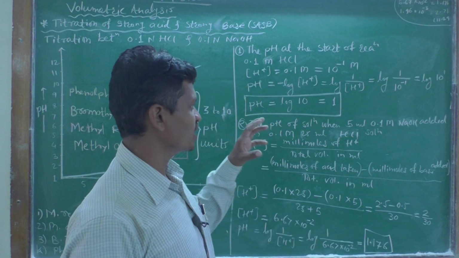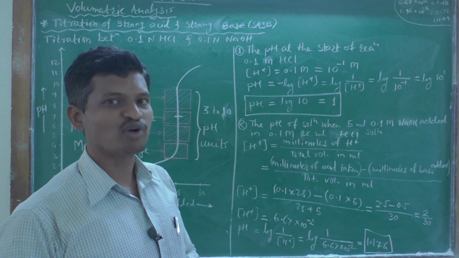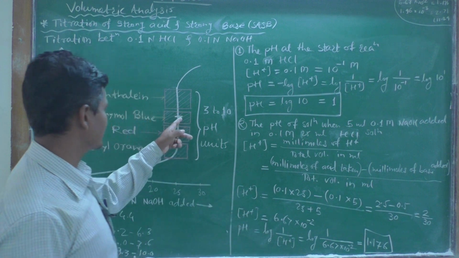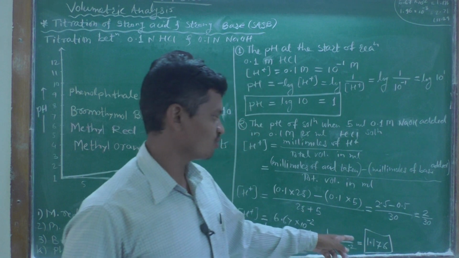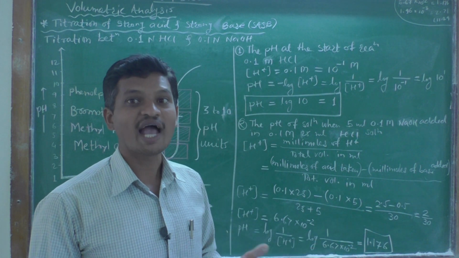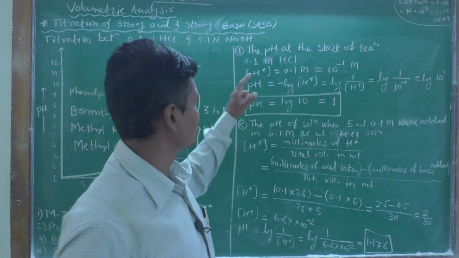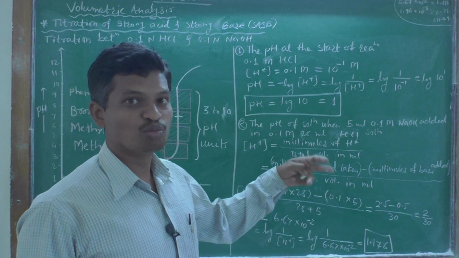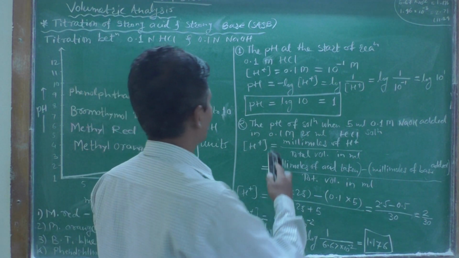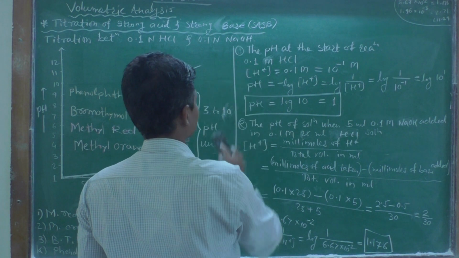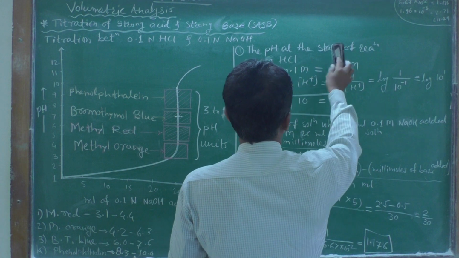So when we are adding 5 ml of NaOH, our equivalence point is still not reached, because the equivalence point is near pH 7. The pH here becomes 1.176, which means it is still in the strong acidic range. Now I have to calculate two more pH values for this titration curve.